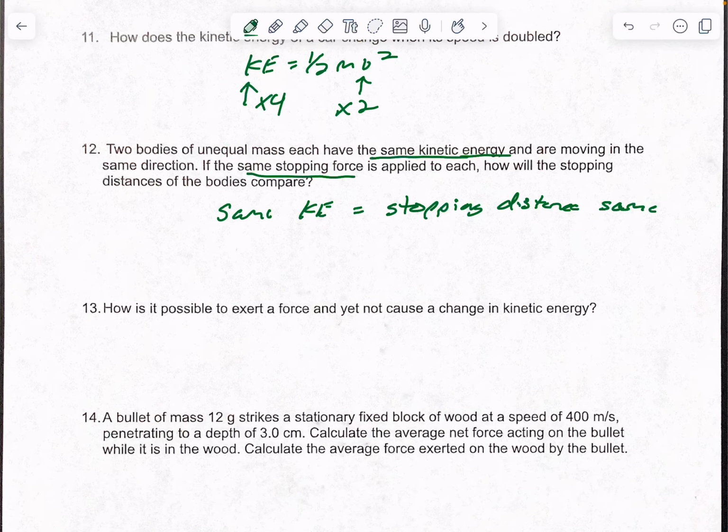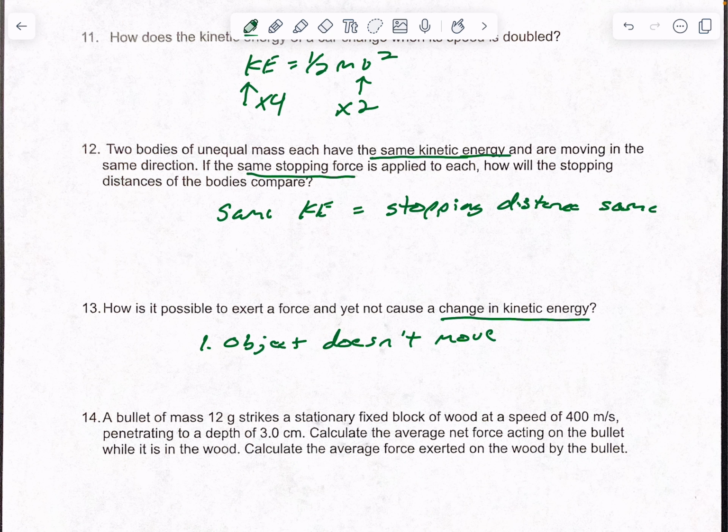Thirteen: how is it possible to exert a force and yet not cause a change in kinetic energy? The key thing here is that a change in kinetic energy means a change in your speed. You either had to come to a stop or speed up. So if there's no distance covered, the object doesn't move. Think about pushing on a wall: the wall is not going to go anywhere, but that doesn't stop you from applying a force. You're not technically doing any work because you're not making the object move or speed up, so there is no change in kinetic energy.